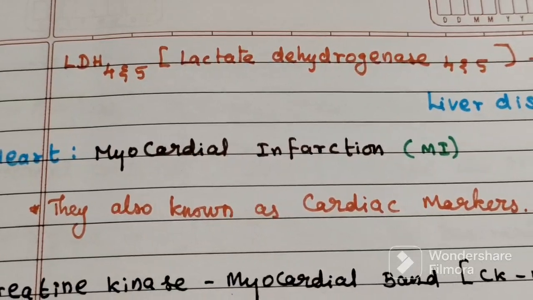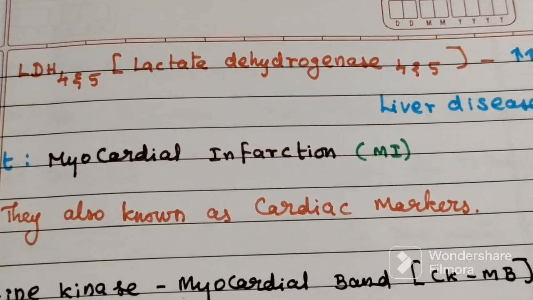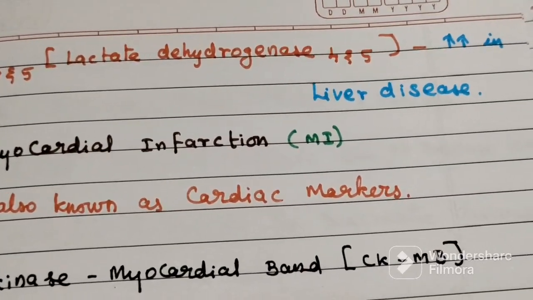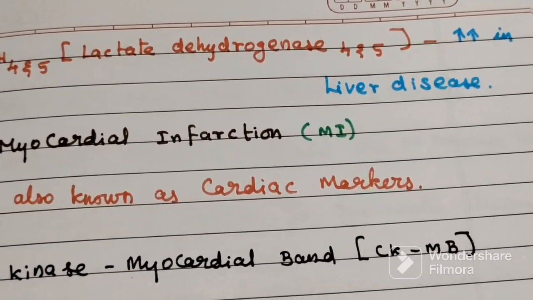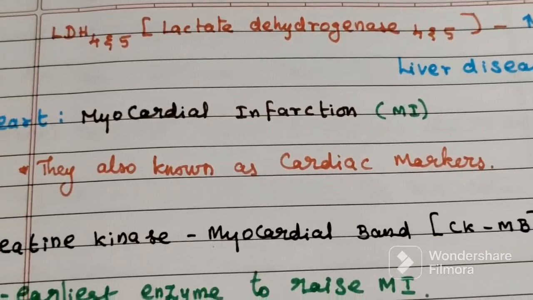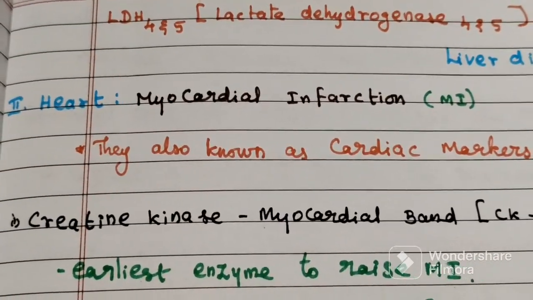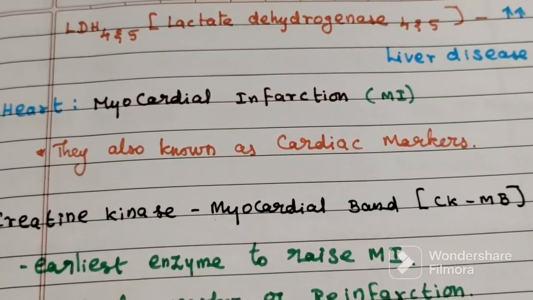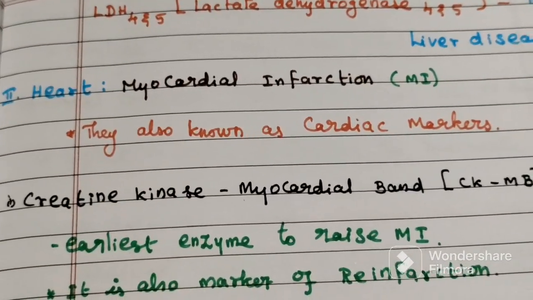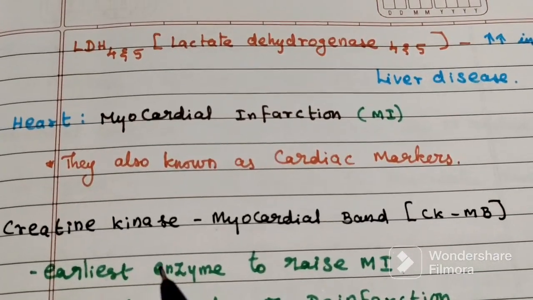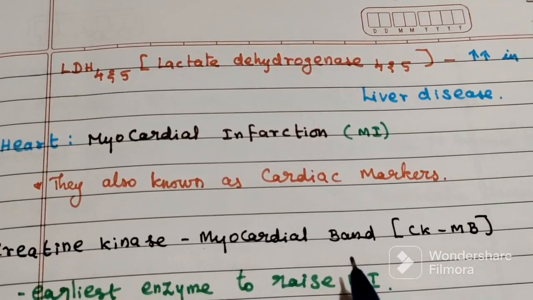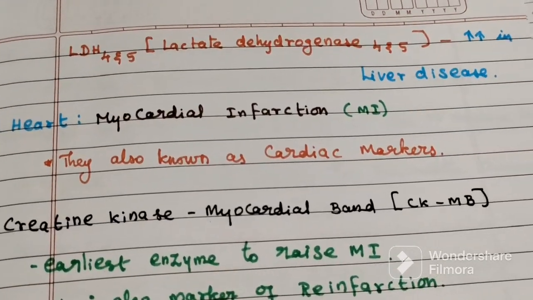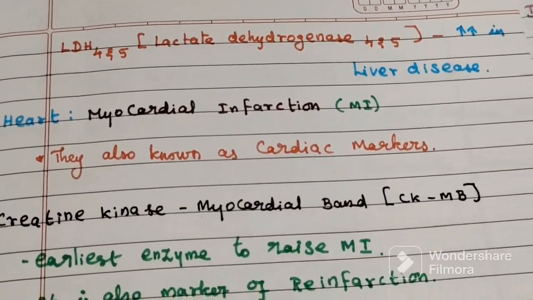LDH4 and LDH5, lactate dehydrogenase 4 and 5, increase in liver disease. So these are the important enzymes indicating liver diseases. Now coming to the next organ, the heart. This is also known as cardiac markers. The enzymes include creatine kinase myocardial band, CK-MB. It is important in myocardial infarction.